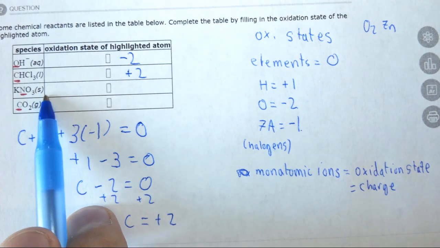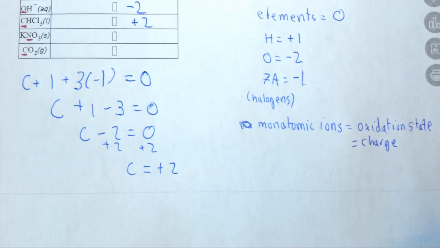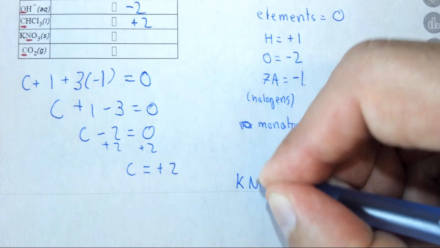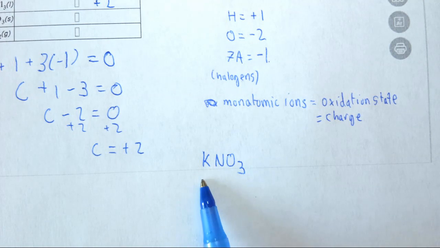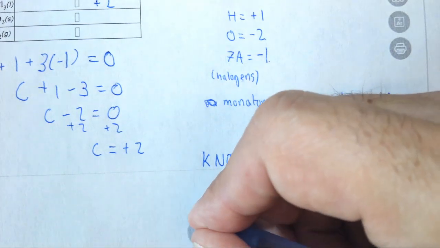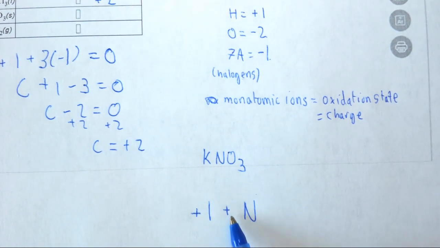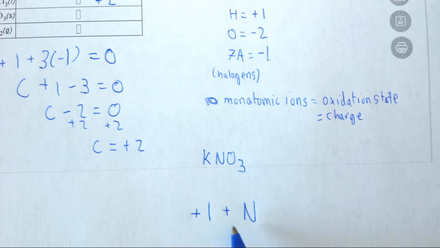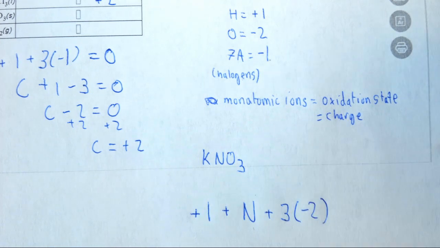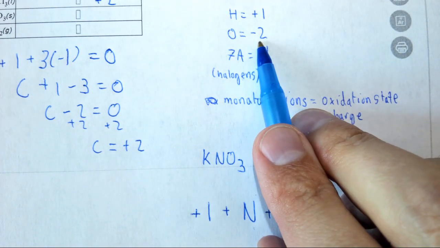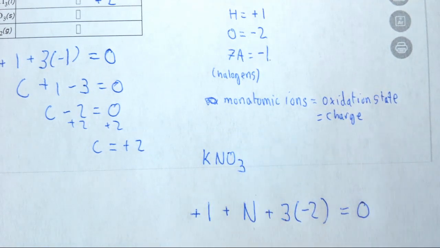We have another example, potassium nitrate with an overall 0 charge. In the case of potassium nitrate, I'm just going to move the paper a little bit so we can see what's going on. KNO3. We have a monoatomic ion. So in this case, we have +1 plus N, because the charge on potassium is +1, plus N, plus 3 times -2, the oxidation state on oxygen, equals 0, because the overall species has no charge.